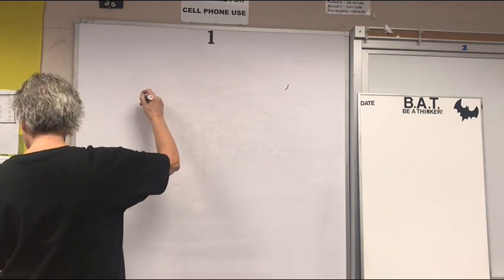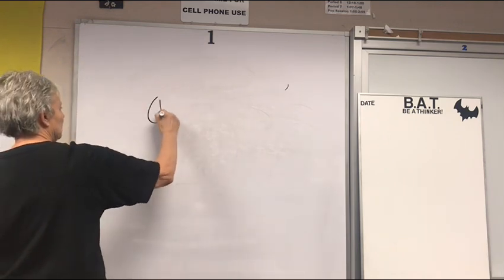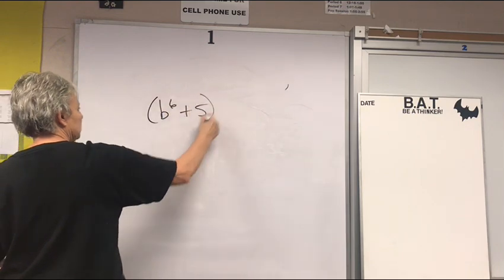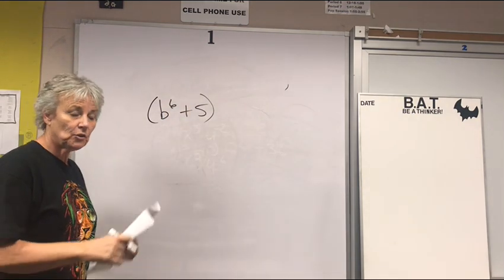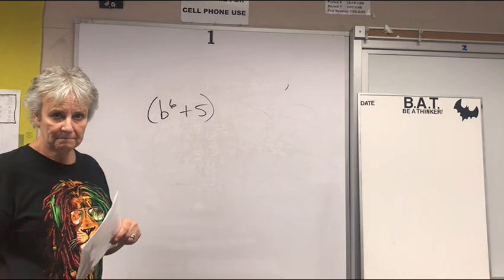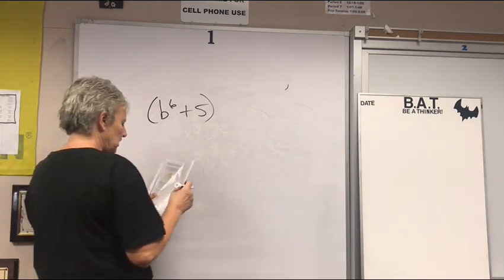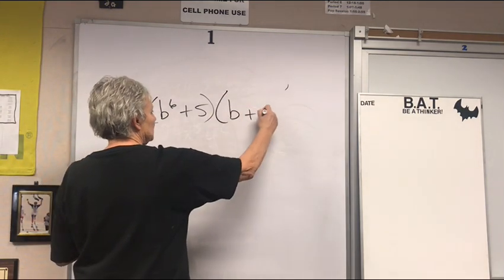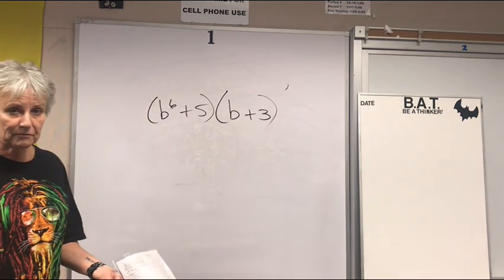Number 18, you'll notice the binomial b to the 6 plus 5 is there twice. So that's the binomial common factor. And then what's left over is b plus 3. It's kind of the second step of grouping.